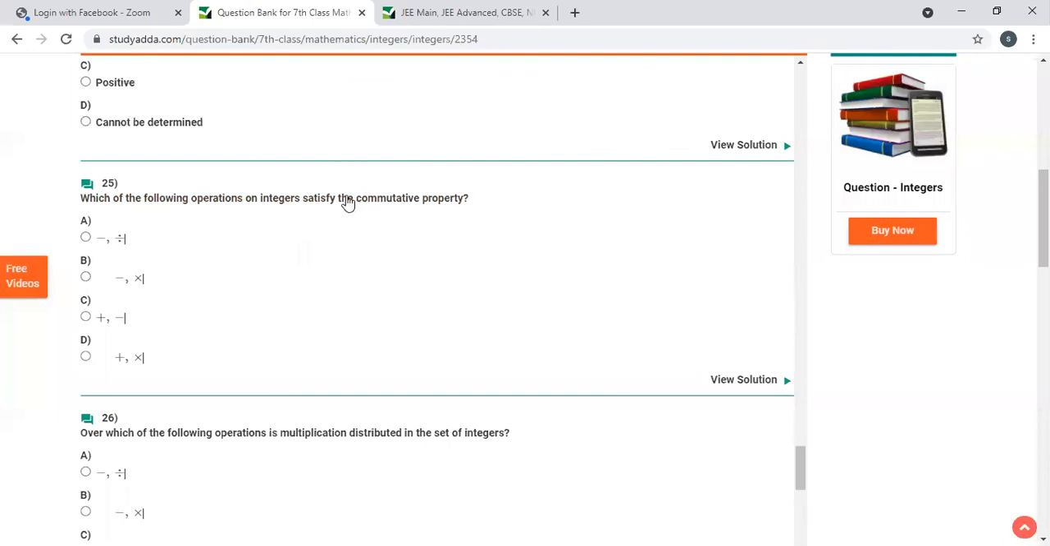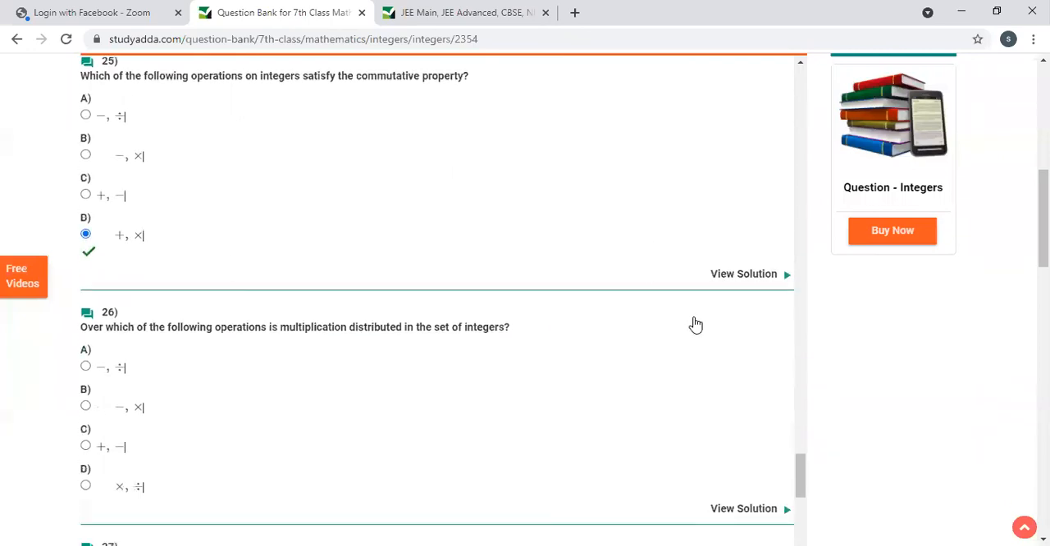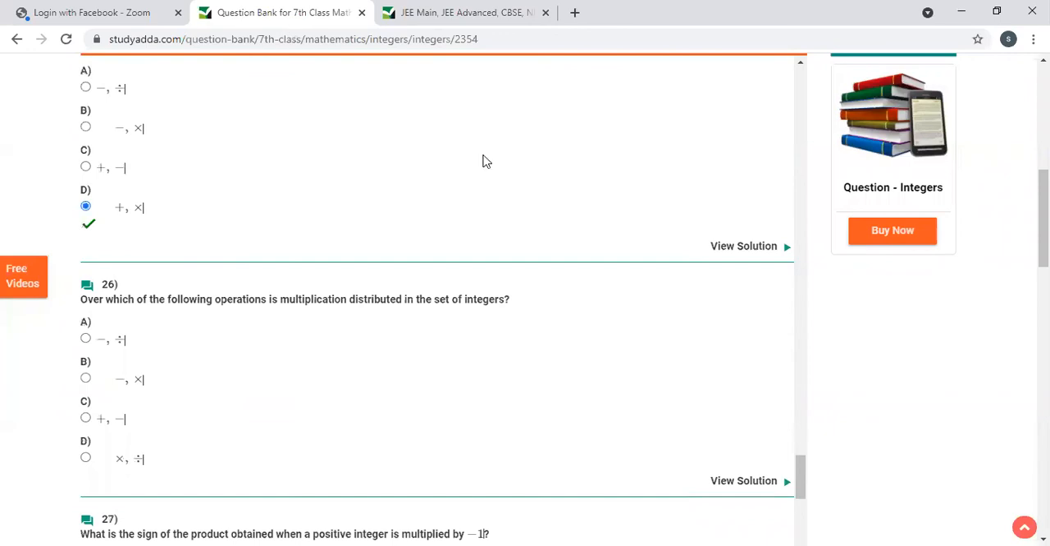Commutative property holds for addition and multiplication. It doesn't hold for subtraction and division. This we have already done when we were doing the chapter.